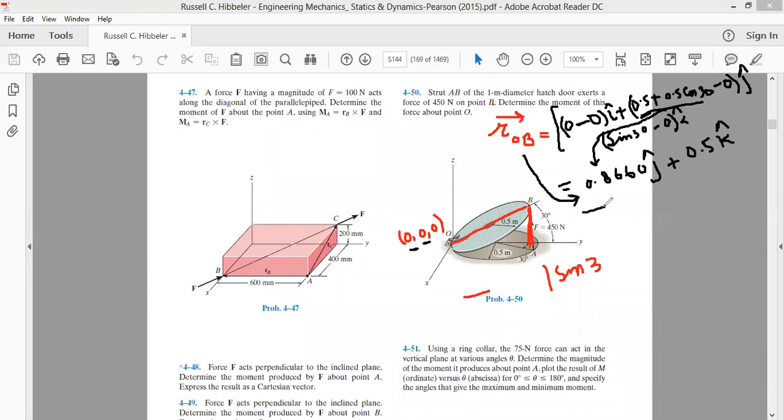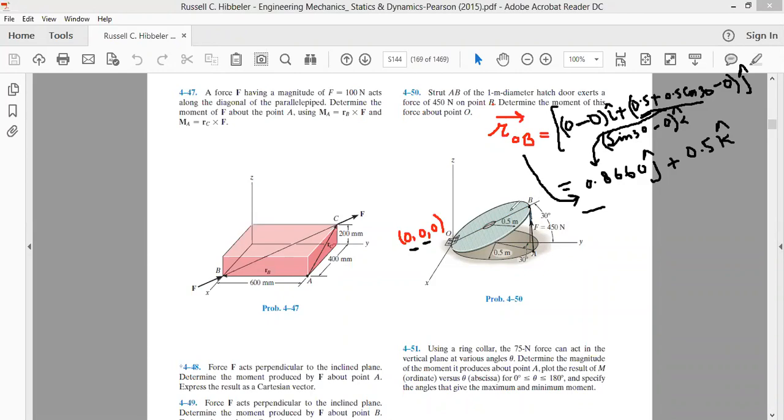After finding the vector ROB, we have to find the force F. How do we find the force F? It's very easy again. We know the x, y, and z coordinates of point B. We will find the x, y, and z coordinates of point A, then write this force F with the help of the distance formula in terms of the magnitude of force F and a unit vector drawn from point A to point B, the way we have been doing it.